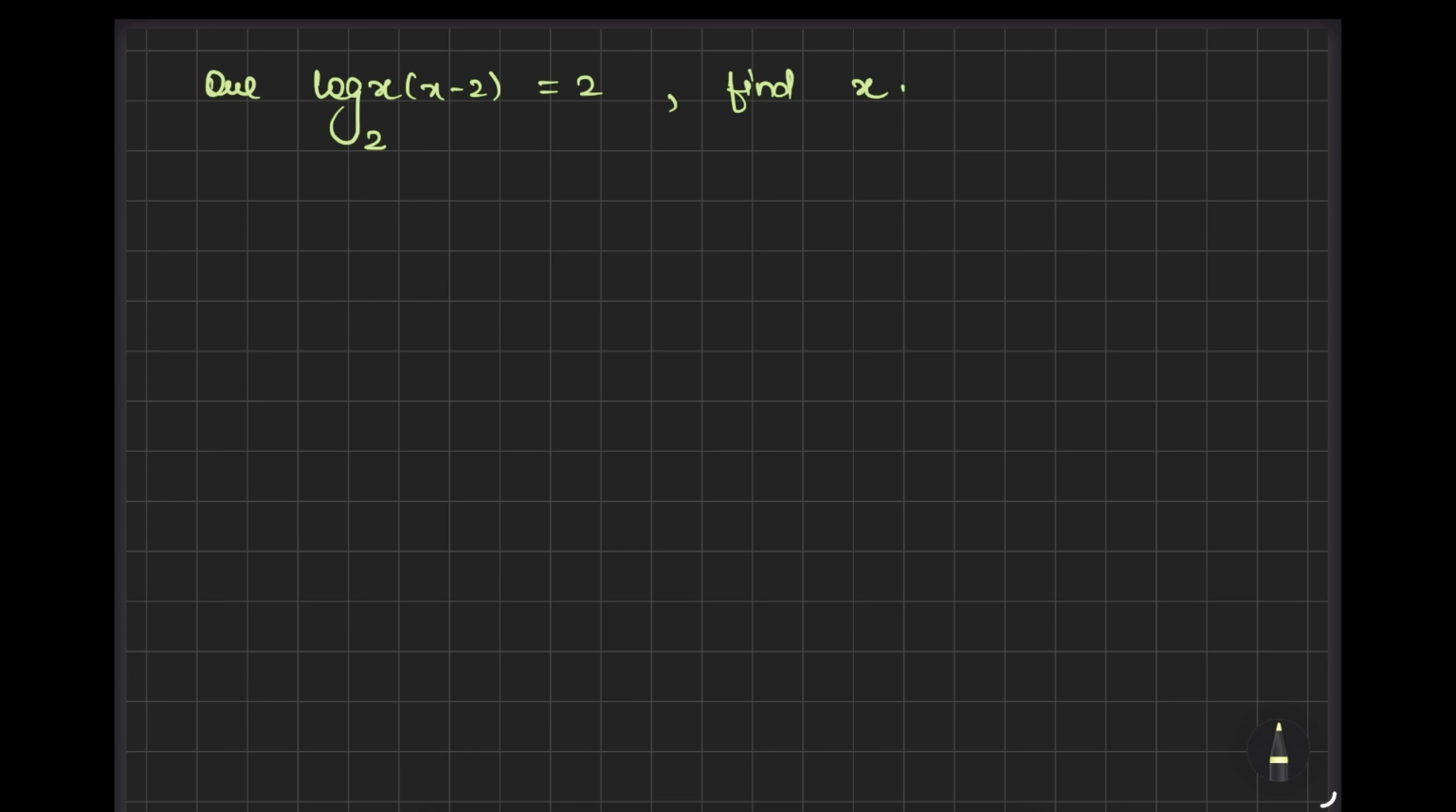So, we are back with a wholesome new session in which we will solve this problem where we have log (x minus 2) base 2 equals 2. Find x. So, we have to calculate the value of x in this problem.